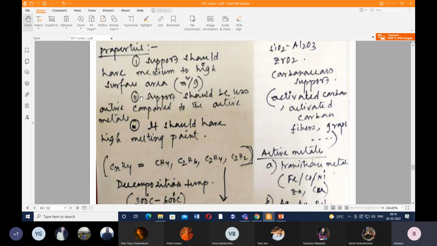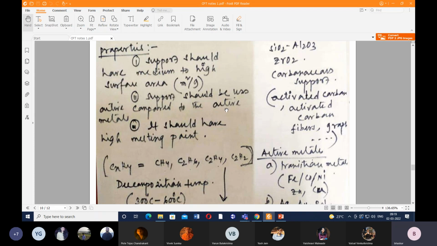The second essential feature would be what? The support should be less active compared to the active metal. If the support is more active, then the interaction will take place between the support and CxHy, not between the active metal and CxHy, which is our desired goal. So we won't have much decomposition of CxHy.